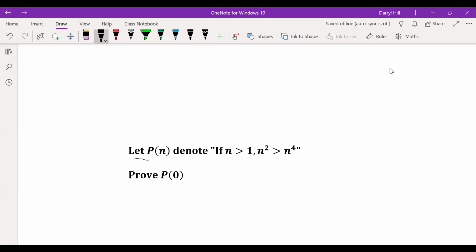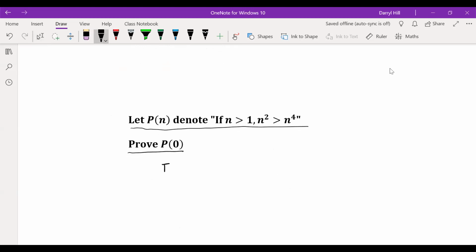So let P of n denote the proposition: if n is greater than 1, then n squared is greater than n to the 4th. And we want to show that this is true for P of 0. So what we're saying basically is if 0 is greater than 1, then n squared is greater than n to the 4th, right? But what we're saying is basically false implies n squared is greater than n to the 4th.